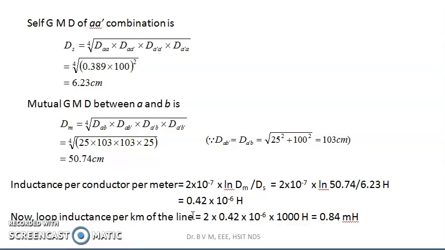Why have you taken 2? Because it's a loop inductance. If I want to calculate loop inductance, then you have to multiply it by 2. And it is per kilometer, therefore it is multiplied with 1000. So how much will I get? 0.84 millihenry.